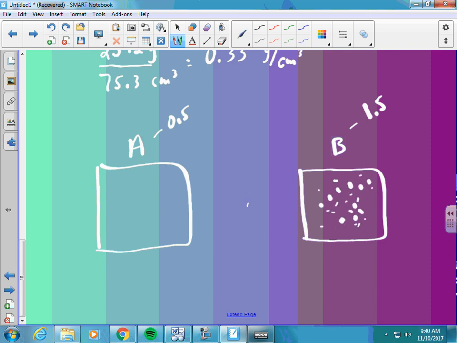These should all be normal dots, by the way. And substance A should be less dense. Okay? And that is the review of Quiz 5.